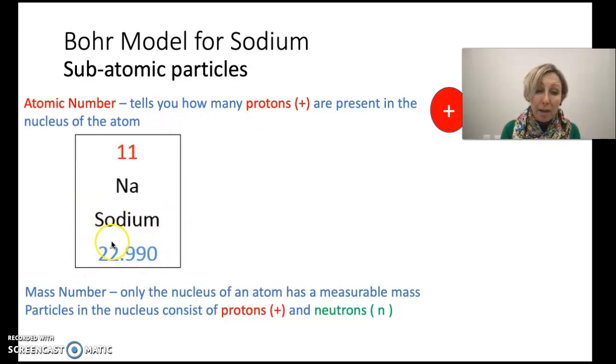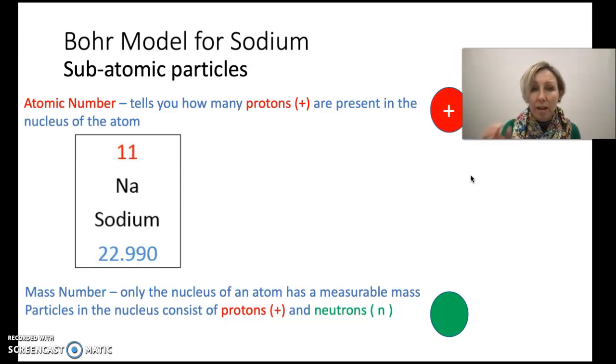Underneath, the bigger number is the mass number. That's made up of the whole mass of the atom, which is the protons plus the neutrons. So you need to work out how many neutrons there are. You'll do this, 23 minus the 11, which gives us 12. So this atom has 12 neutrons and 11 protons in the centre, in the nucleus. And here we've represented the neutrons as a green circle.